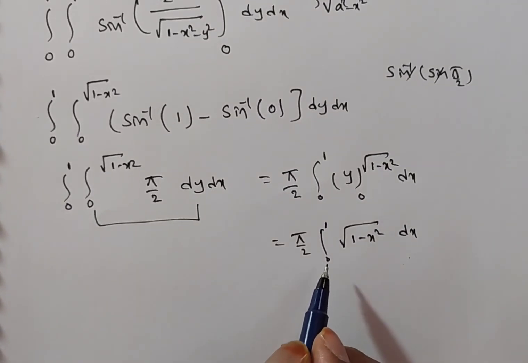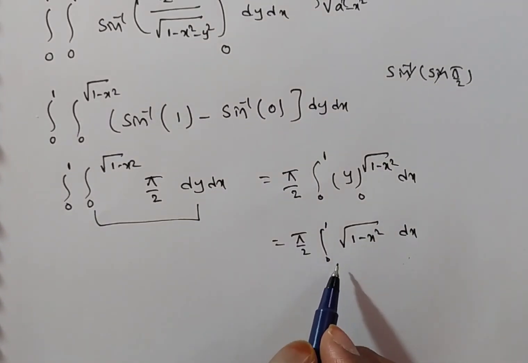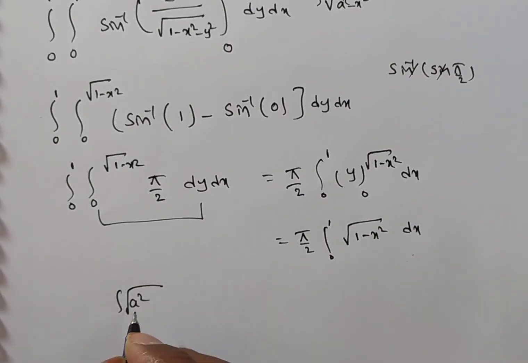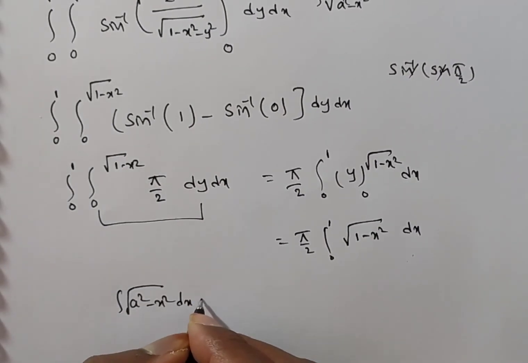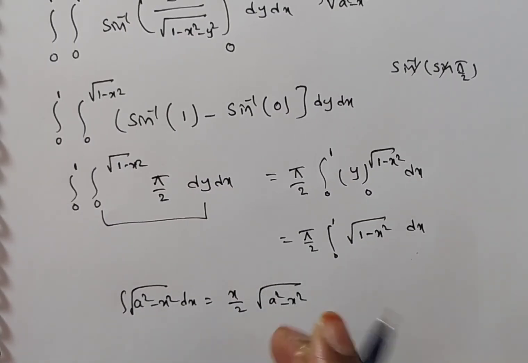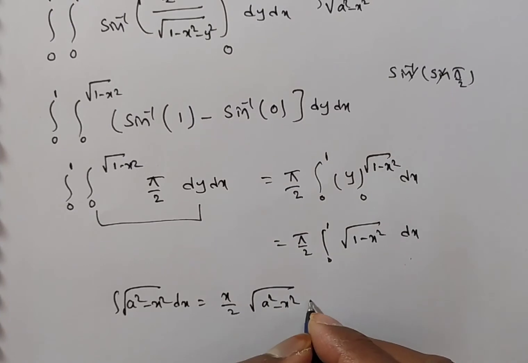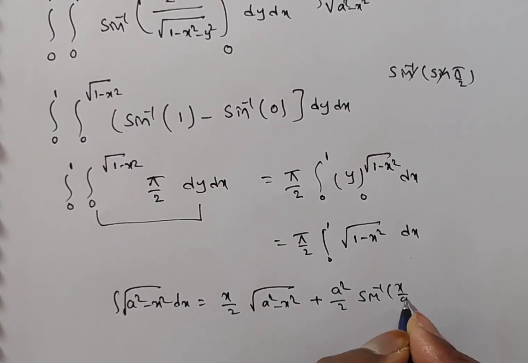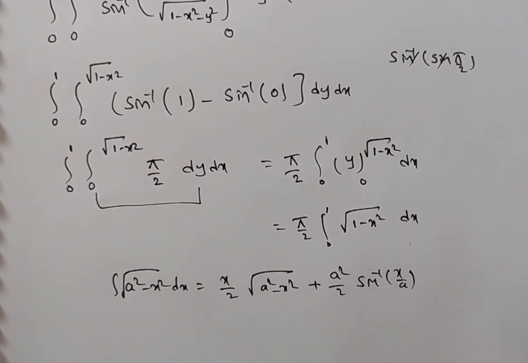Now you observe again it is of the form integral of square root of a square minus x square. What is the formula you have? Integral of square root of a square minus x square dx is equal to x by 2 square root of a square minus x square plus a square by 2 sine inverse of x by a. This is the formula we have.